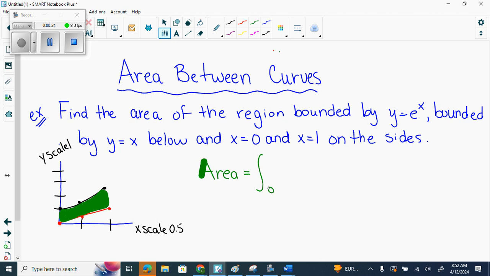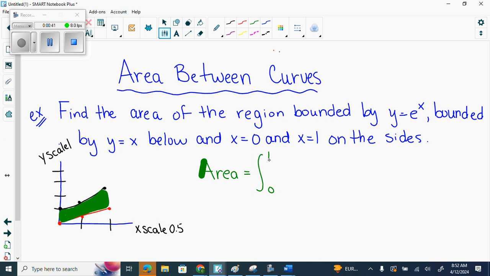Zero to 1. Now, in order to do area between curves, the question is actually not hard to set up. The hardest part is figuring out which one is above and which one's below. Well, they told us. This is a nice one.